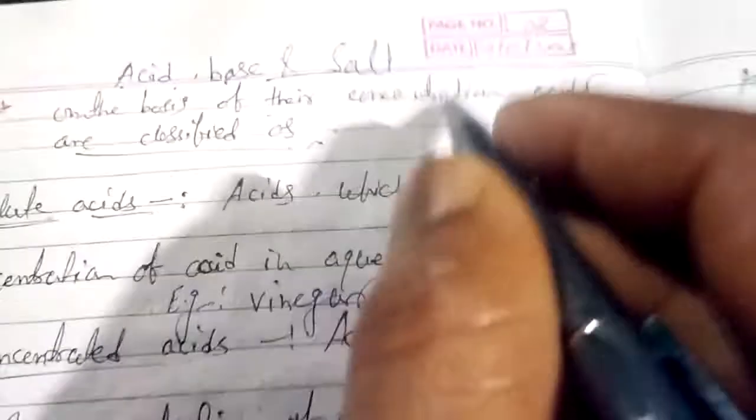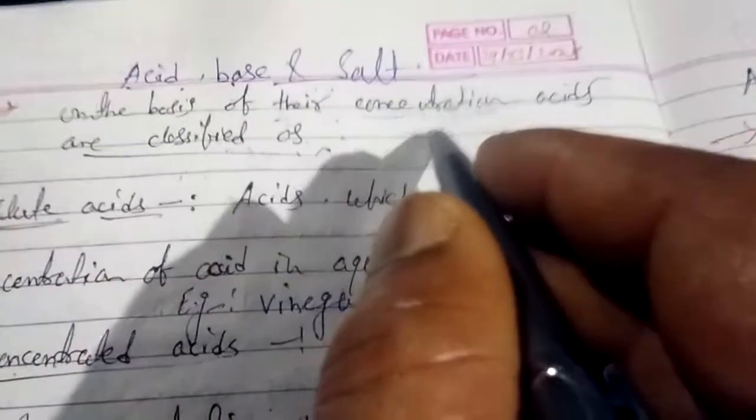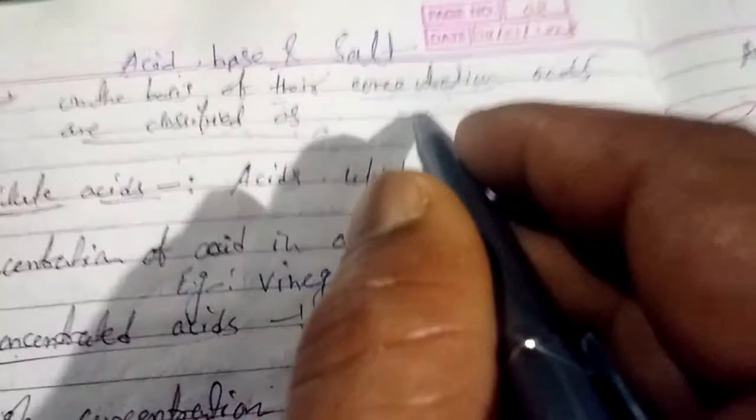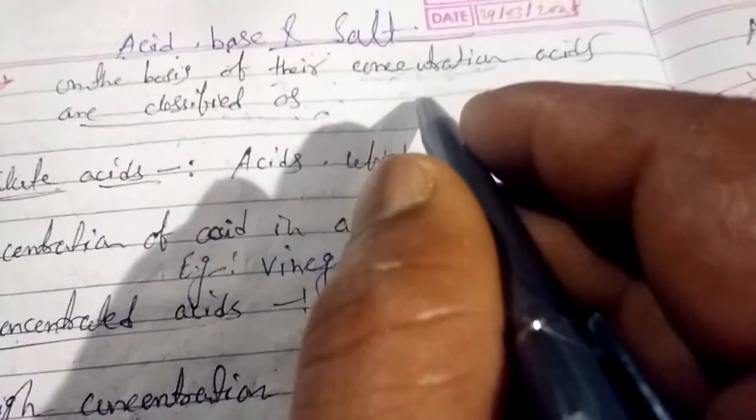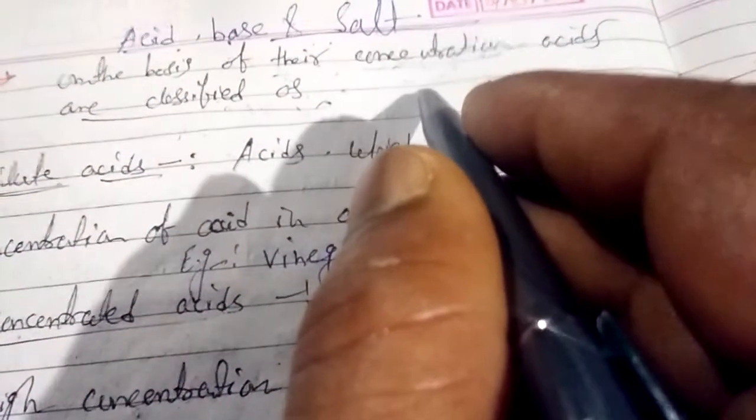Understand, acids are classified according to their concentration. Concentration means the power of the acid in aqueous solution. So according to concentration, acids are classified into two categories: dilute acid and concentrated acid.